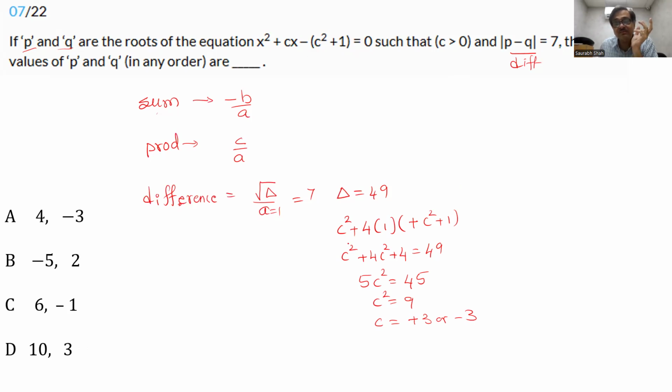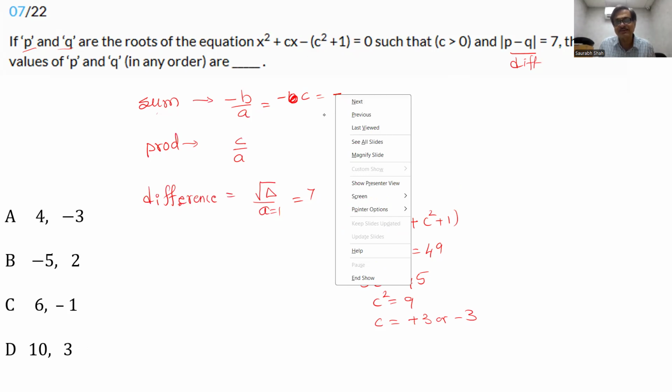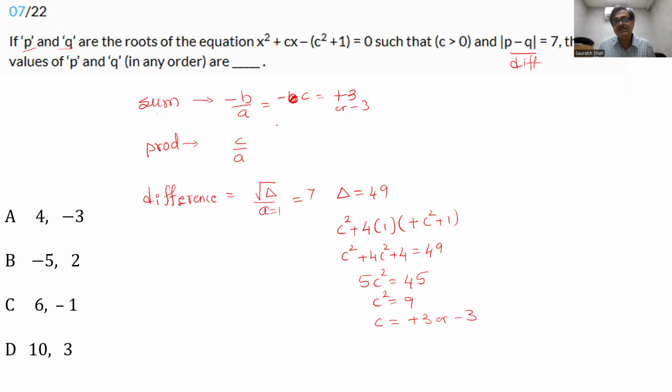Now it could be plus 3 or minus 3, but the question is, then what values of p and q are possible? Now see, what is the summation of the roots? Minus b by a. A is 1. So this is minus b, and our standard b in this term is c, which is plus minus 3. So minus of plus minus 3 again is plus minus 3. The summation of the roots should be plus 3 or minus 3.